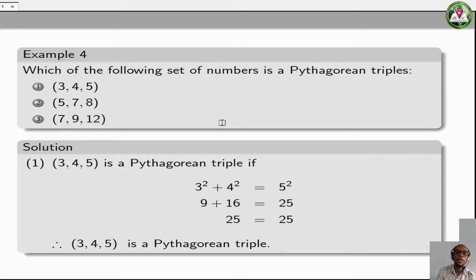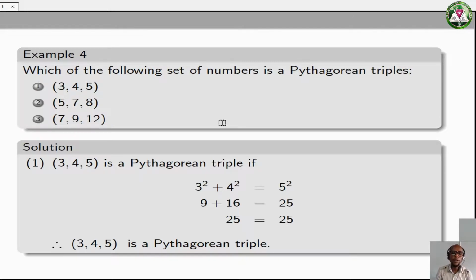So now let's see how to check if a set of numbers is a Pythagorean triple or not. The example we have here is: which of the following sets of numbers is a Pythagorean triple? Number 1 we have 3, 4, 5. Number 2 we have 5, 7, and 8. Number 3 we have 7, 9, and 12.